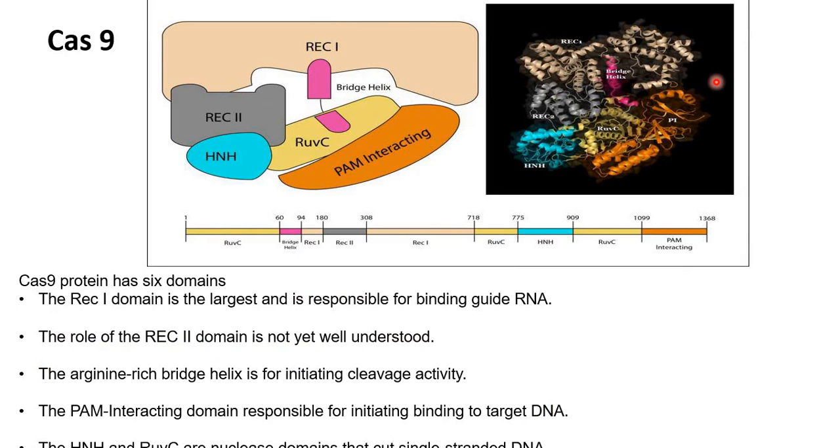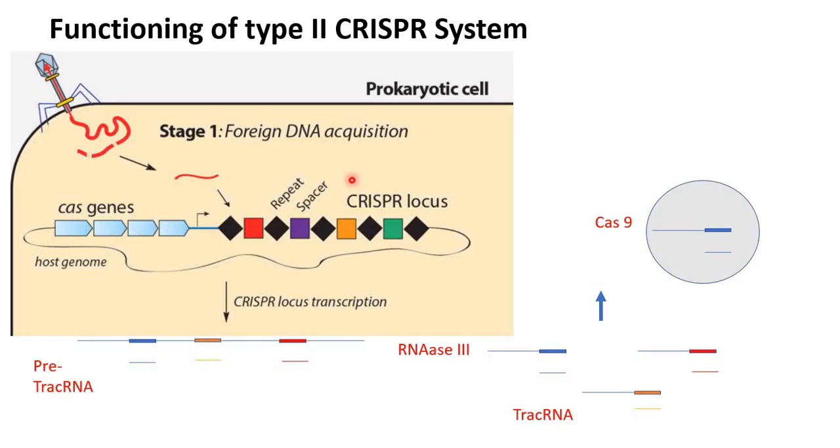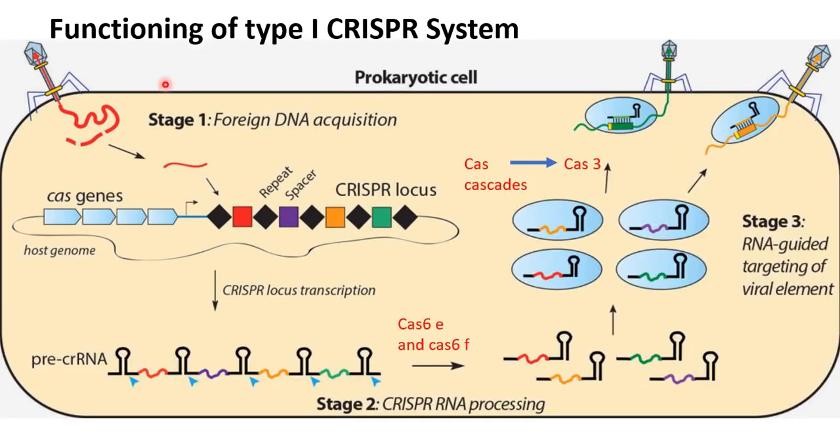Here you can see the structure of Cas9. It's a single subunit, but it contains multiple domains. For example, it contains a REC1 domain that binds to the guide RNA. It contains the PAM-interacting domain that binds to the PAM site, and the PAM site is always present in the viral DNA. Let me show you: in this sequence, only the PAM sequence should be there.